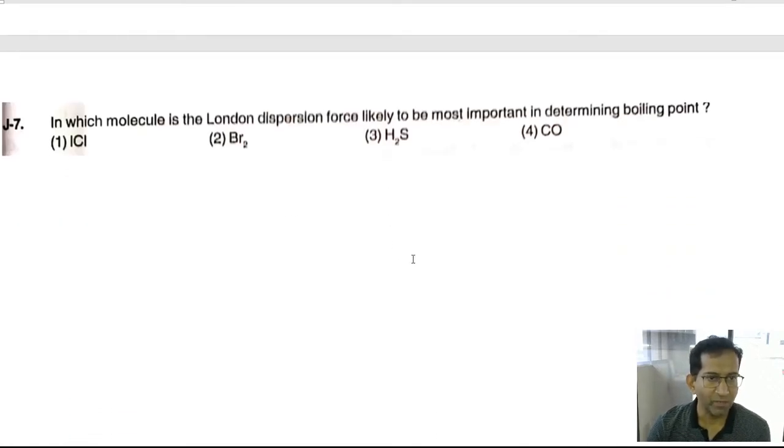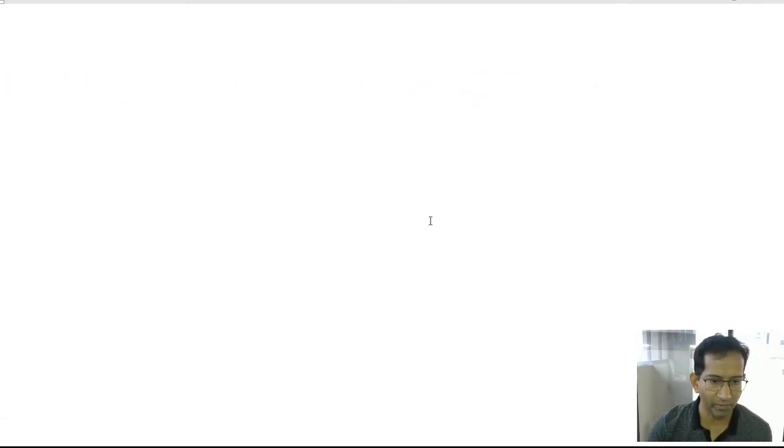Okay, in which molecule is the London dispersion force likely to be most important in determining the boiling point? Br2.